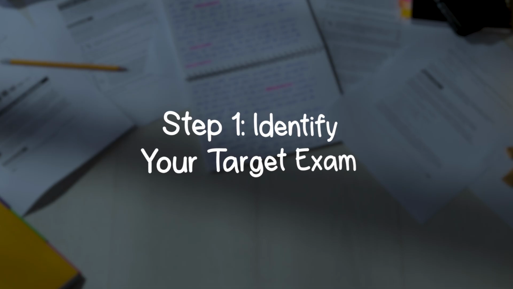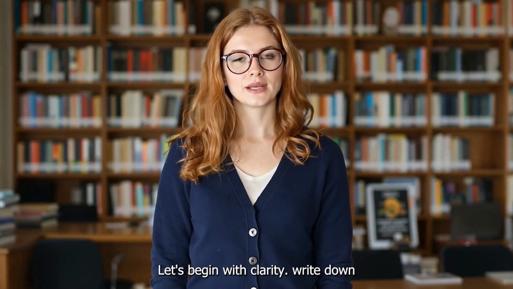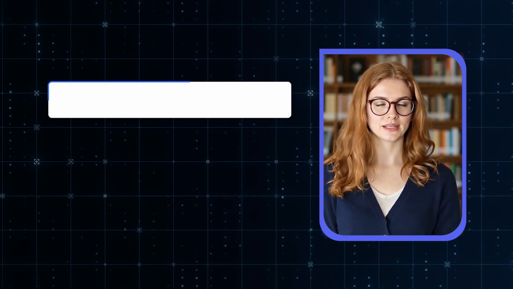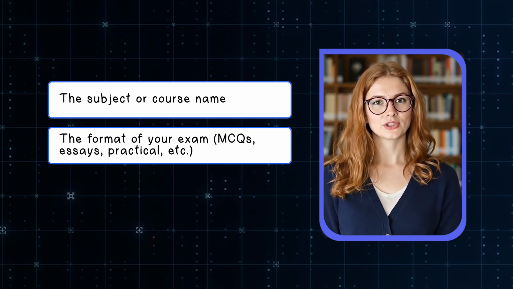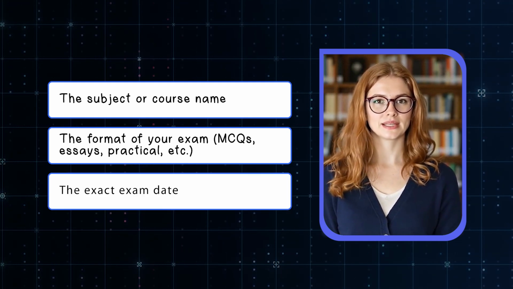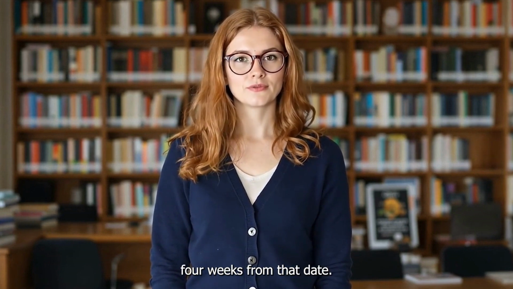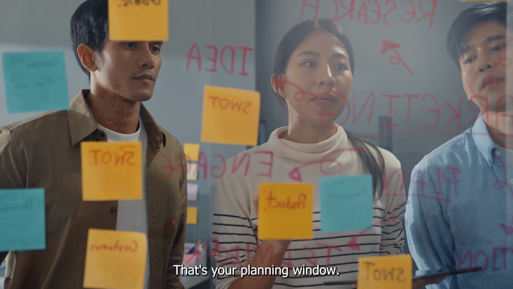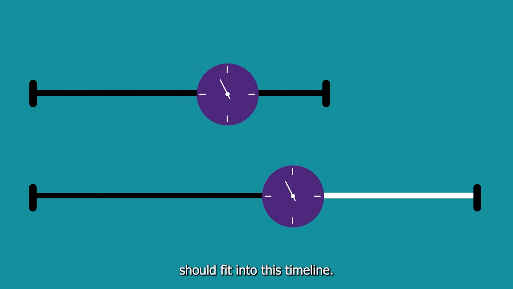Step-by-step breakdown. Step 1. Identify your target exam. Let's begin with clarity. Write down the subject or course name, the format of your exam, MCQs, essays, practical, etc., the exact exam date. Now, count backwards 4 weeks from that date. That's your planning window. Everything you do from now on should fit into this timeline.